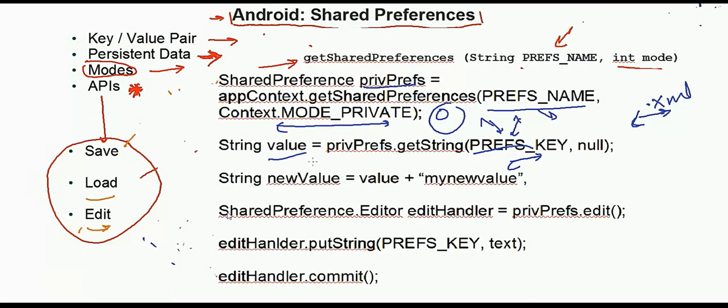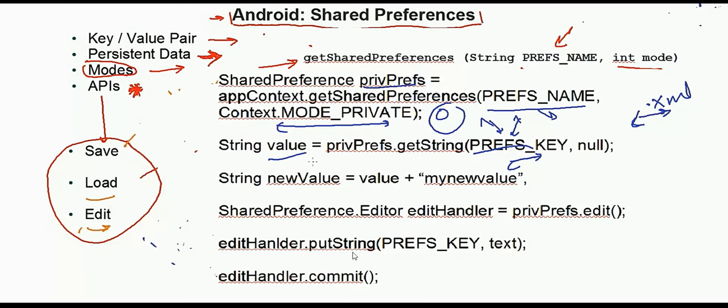How do we do it? We create an editor handler by calling the Editor class from the SharedPreferences package. We get this editor handler object, and then from this private preference we call the edit function to get this edit handler variable. Now this edit handler variable has functions like putString, putInt, putBoolean, or putLong, and you use one of these functions.